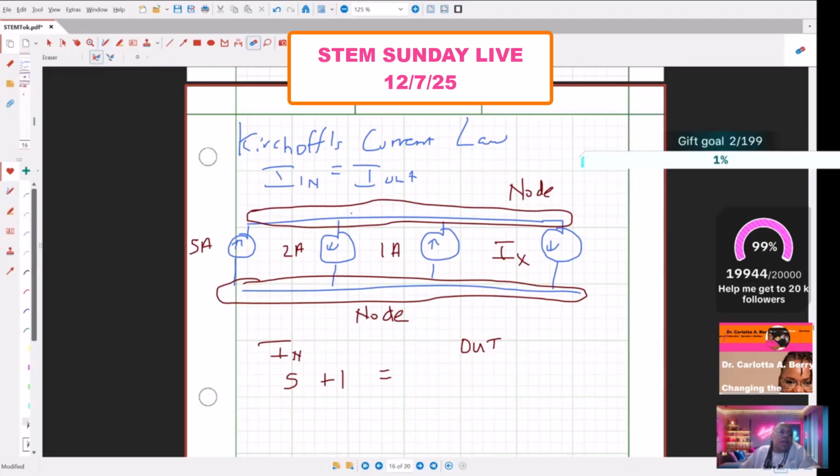Okay. So looking at this top node, right? 5 amps is going in. 1 amp is going in. 2 amps is coming out. And IX is coming out. I don't know what IX is. How am I going to find IX?